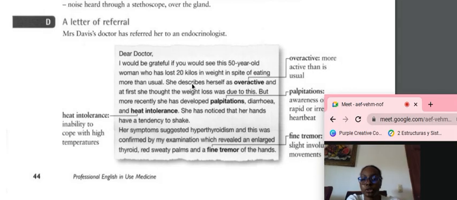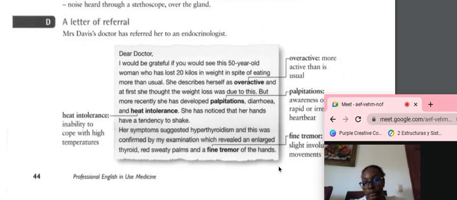A letter of referral. Mrs. Davis' doctor has referred her to an endocrinologist. Dear doctor, I would be grateful if you would see this 50-year-old woman who has lost 20 kilos in weight in spite of eating more than usual. She described herself as overactive. At first, she thought the weight loss was due to this, but more recently, she has developed palpitations, diarrhea, and heat intolerance.